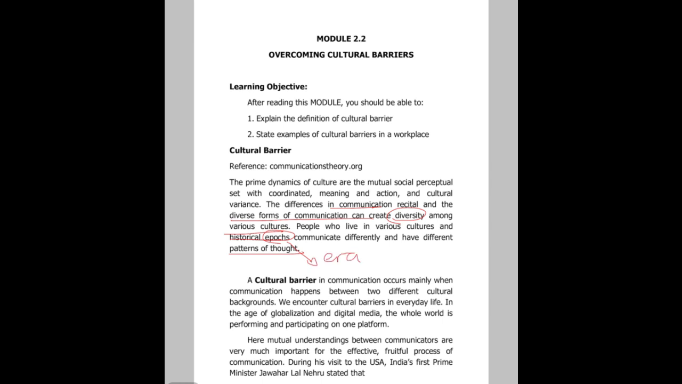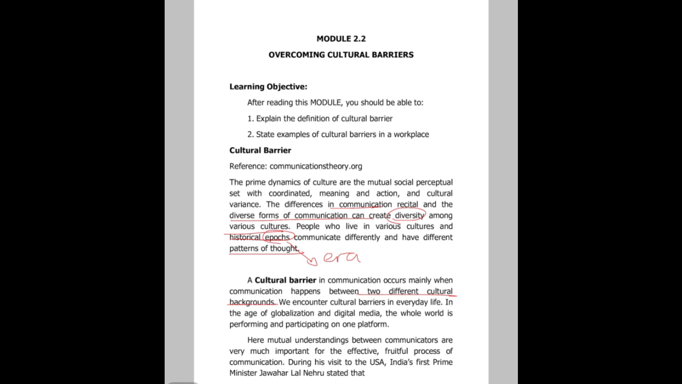Okay? So tayo, iba-iba tayo ng pinanggalingan. We came from different places, we came from different family backgrounds, we came from different family history. We have our own experiences. So it is very important for us to understand those differences in order for us to prevent what we call cultural barriers. So a cultural barrier in communication occurs mainly when communication happens between two different cultural backgrounds.